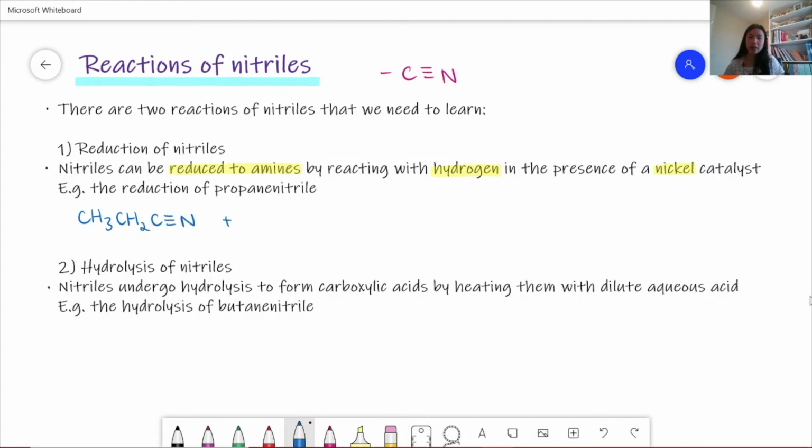And if we add some hydrogen with some nickel catalyst, then what we would form would be CH3, CH2, CH2, NH2. And so this means that we would need 2 of these hydrogens. And what we formed is propylamine. So we basically added hydrogens onto the carbon and the nitrogen of this CN bond.